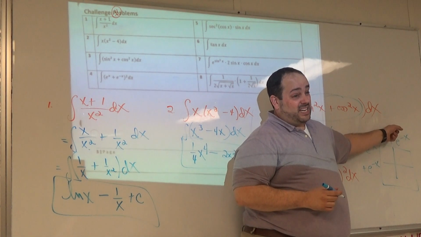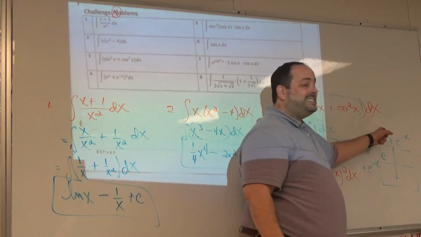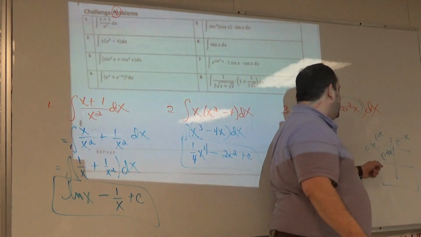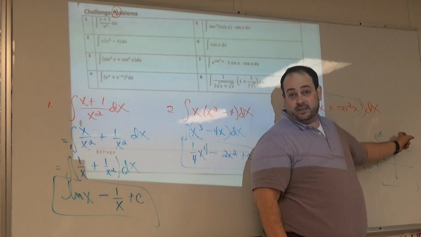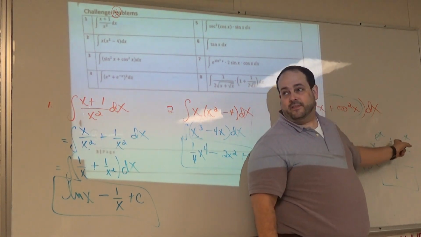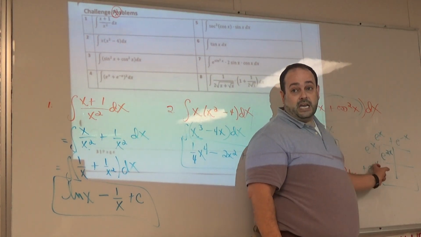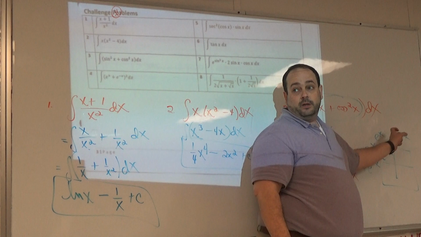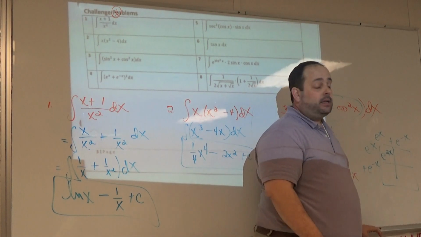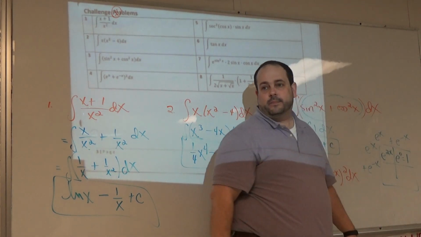E to the x times e to the x, the bases are the same. E to the 2x. E to the x times e to the negative x. It doesn't matter what it does. Careful. It does matter. E to the x times e to the negative x. What's the exponent? Negative x. Add the exponents. Negative 2x. It's e to the 0, which is really 1.